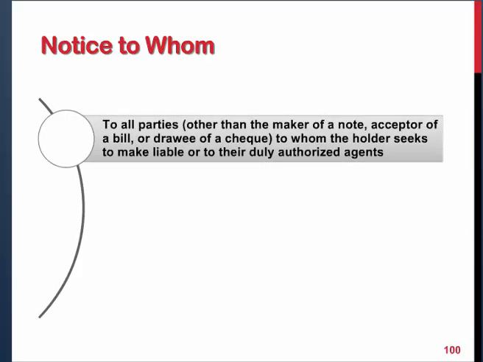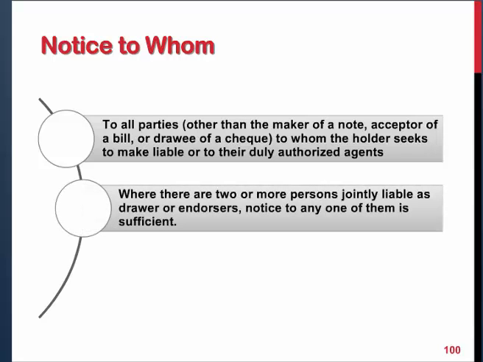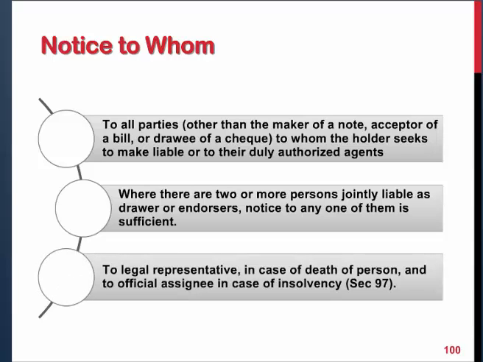Notice of dishonor must be given to all parties, other than the maker of a note, acceptor of a bill, or drawee of a cheque, to whom the holder seeks to make liable, or to their duly authorized agent. Where there are two or more persons jointly liable as drawer or endorser, notice to any one of them is sufficient. And in case of death of a person, notice must be given to his legal representative, or where he has been declared insolvent, it must be given to his official assignee. Section 97 of the Negotiable Instruments Act.